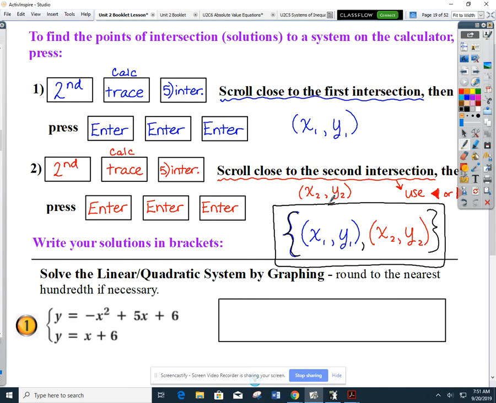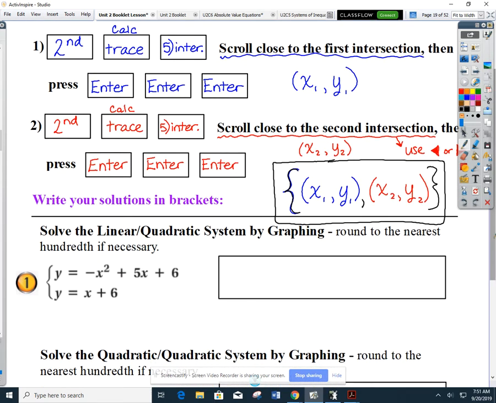So let's do a problem. Solve the linear quadratic system by graphing. Round to the nearest hundredth if necessary. Hundredth, just so you know, is 2 decimal places. So if it's asking you to round to the nearest hundredth, if you had 2.345, that would be about equal to 2.3. We want to stop here, but we have to look next to it.